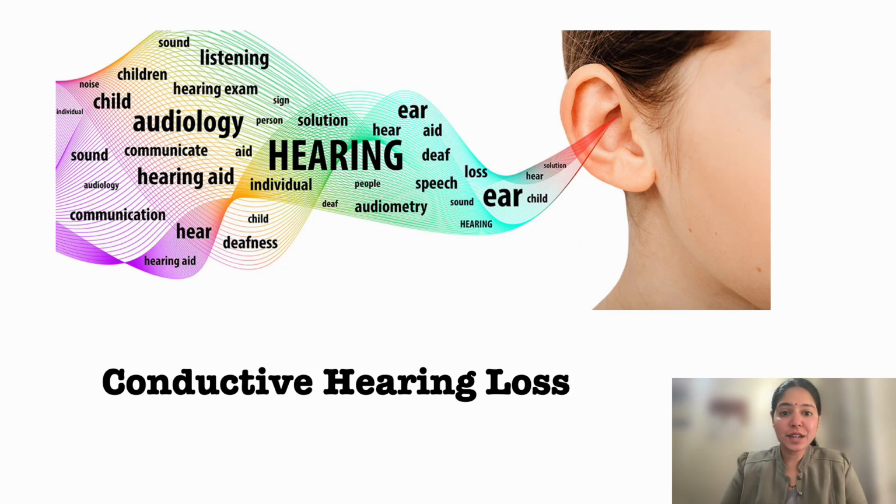This is our second video under the series of getting to know your hearing loss, or understanding your hearing loss. Today we are going to speak about conductive hearing loss. Conductive hearing loss is when there is a problem in the sound transferring from your outer ear to your inner ear. I'll explain it to you in a bit more detail in the following slides. So let's jump in.